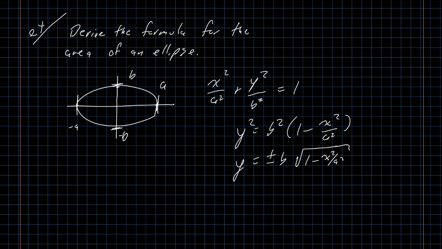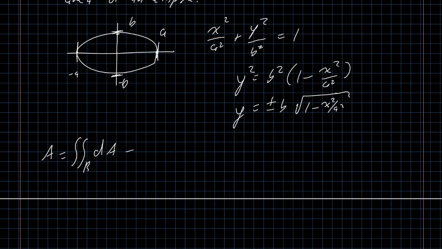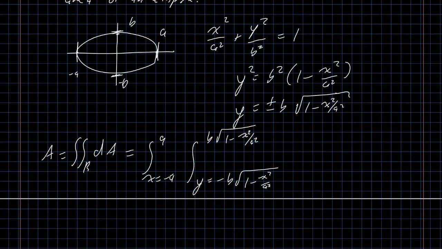And so to calculate the area of any region is the integral over the entire region of dA. That's the definition of the area. And so I guess in this case, we can set it up as an iterated integral. x goes from −a to a, y goes from −b√(1 − x²/a²) to +b√(1 − x²/a²), dy dx.